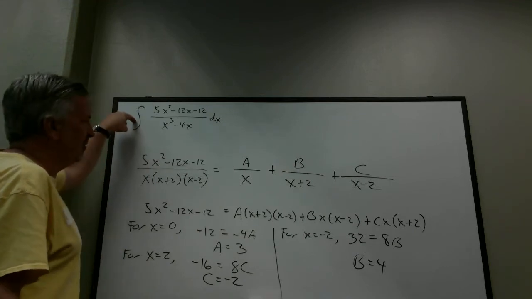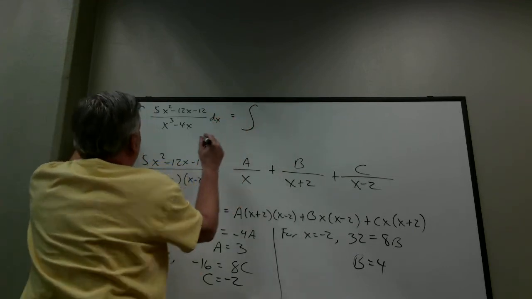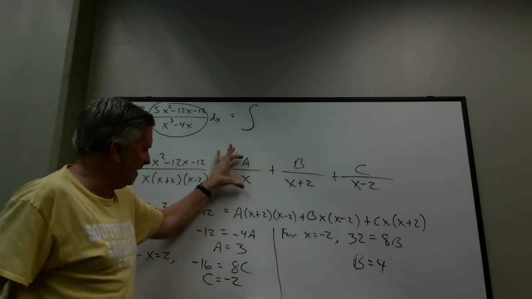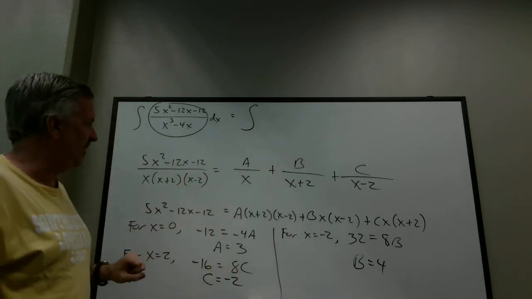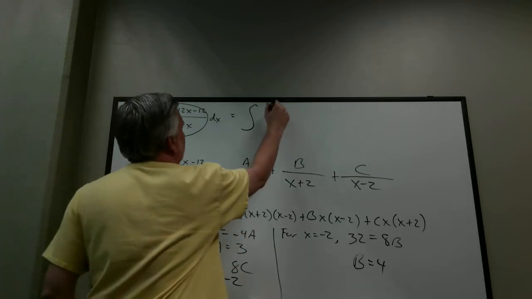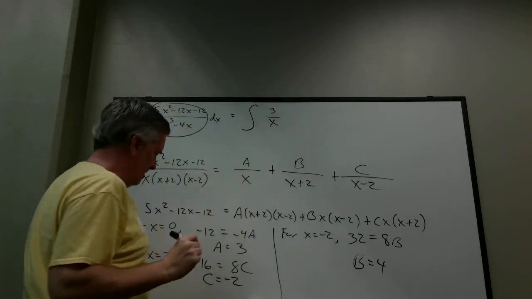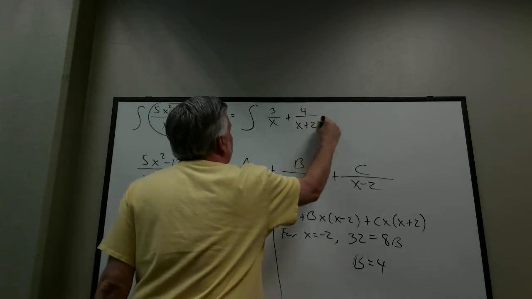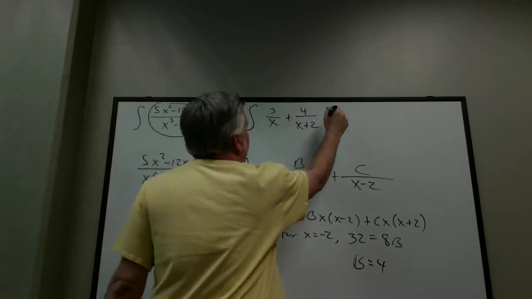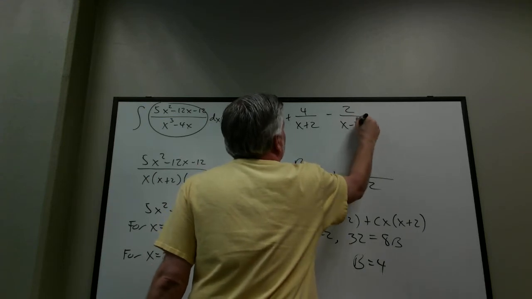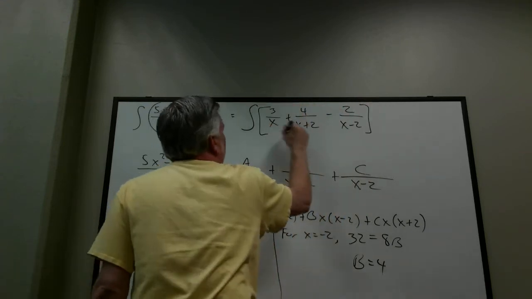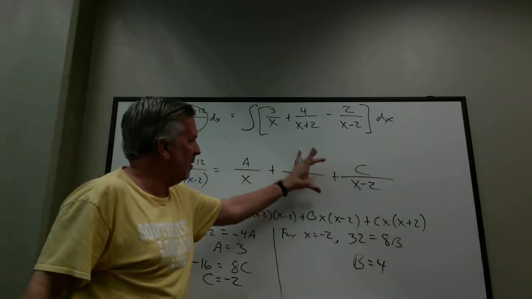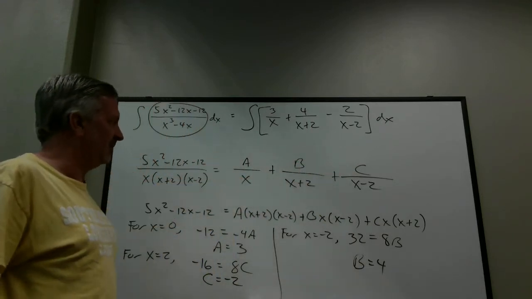So let me go back to the original problem. Right? So this function right here, this rational function, is equal to this, where a is 3, b is 4, and c is -2. So let me rewrite it. So a is 3, so this is 3 over x. B is 4, plus 4 over x plus 2. And c is -2, so -2 over x minus 2 dx. So I just replace this function with its partial fractions decomposition with the numbers plugged in.